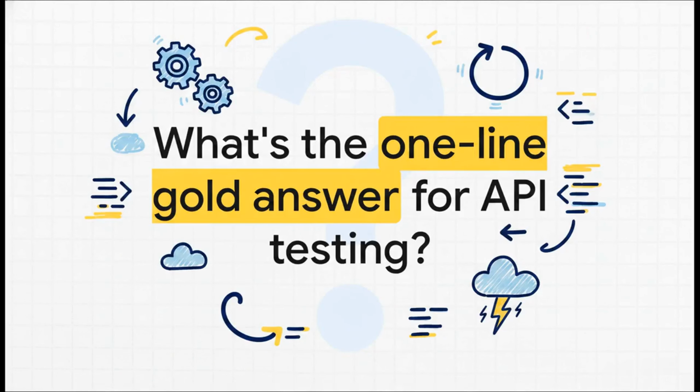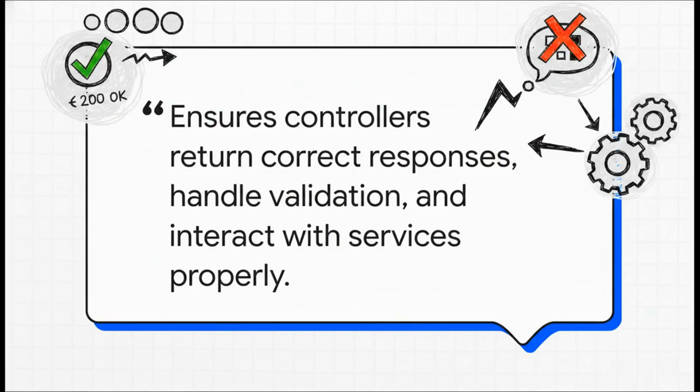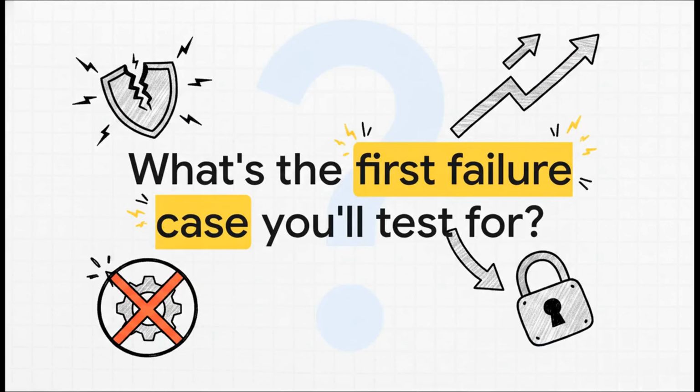Okay, let's wrap this all up. If you had to boil down the entire purpose of API controller testing into one single powerful sentence, what would it be? This right here is your one-line gold answer. It covers the 3 pillars we've been talking about this whole time: getting the right responses, handling validation correctly, and interacting properly with dependencies. Seriously, memorize this sentence. It's the ultimate summary. And with that, we're at the end.